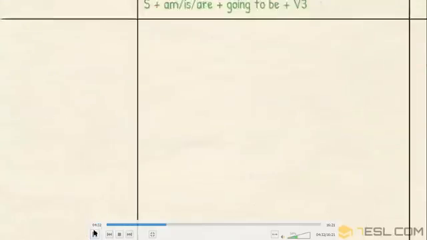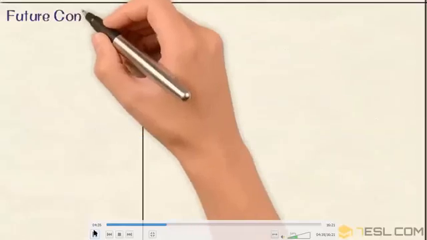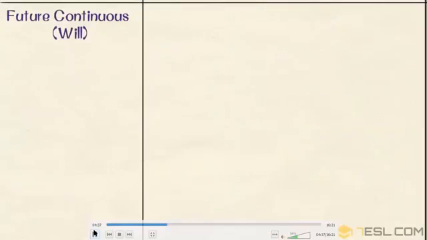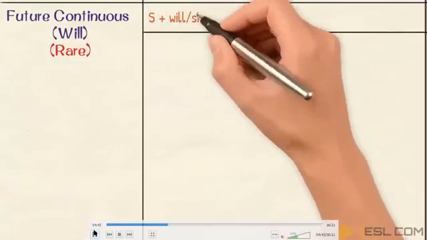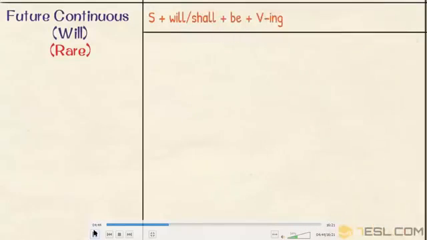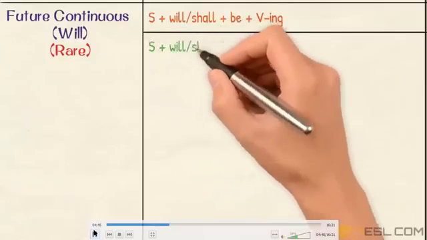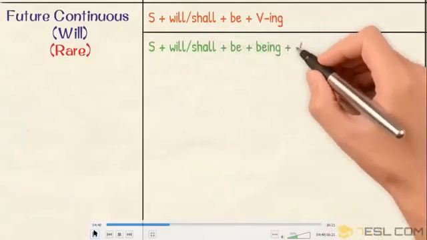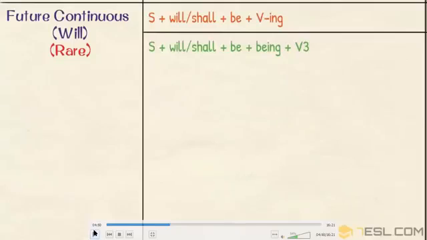Now, future continuous tense, that is also a very rare one. Subject, will, shall plus be, then verb ing form. And when we are changing it into passive voice, it will be subject plus will or shall plus be form of the verb plus being and then the verb's third form.